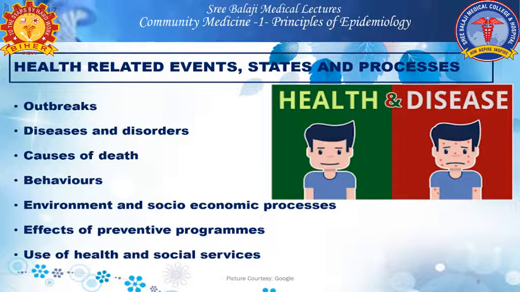So, health-related events or states and processes means it can be assessing an outbreak. For example, we had a recent pandemic of COVID. So it was the duty of an epidemiologist to measure the outbreak, to measure the disease process. We can also deal with other health events such as enumerating diseases, seeing the cause of death, behaviors, environment and socio-economic processes, effects of preventive programs, and use of health and social services.